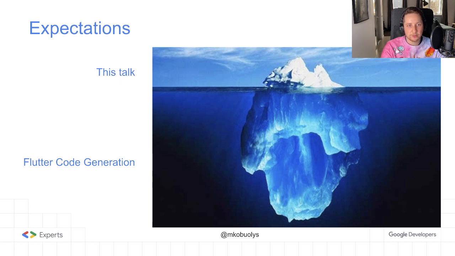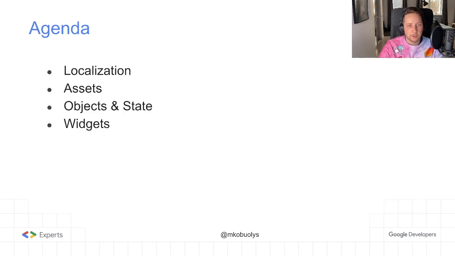The main goal of this talk is not to introduce you to every single code generation option, but to provide you some of those. And when you get into the situation when you need some boilerplate or some generated code, you would get that click in your head and you would know that this tool or this package exists somewhere there in the Flutter ecosystem and you could use that. Today we'll try to generate some code for localization, assets, objects and state, and also widgets.